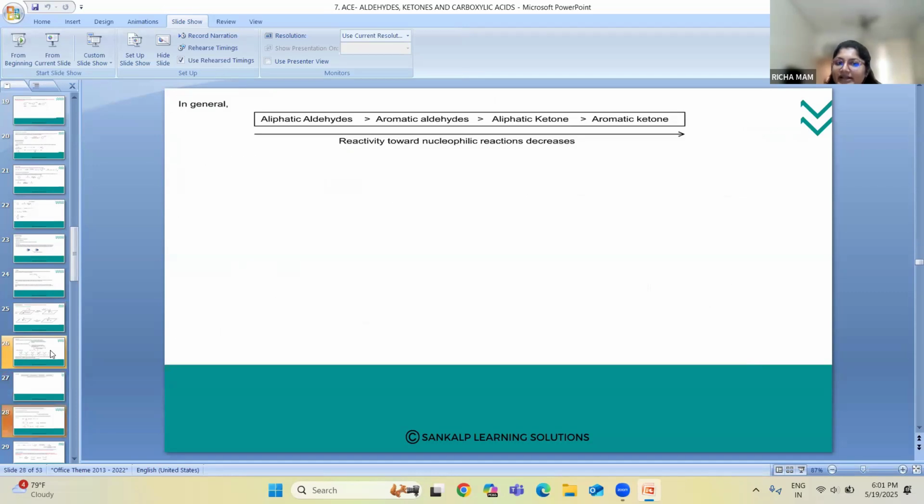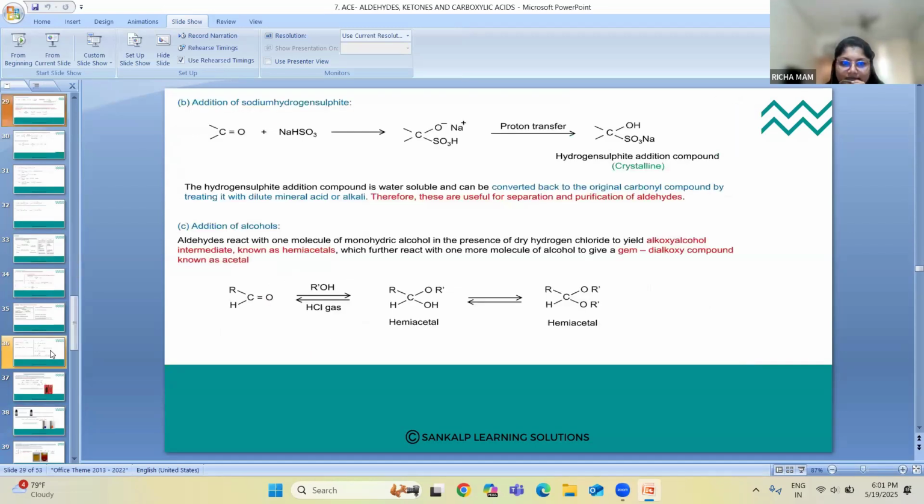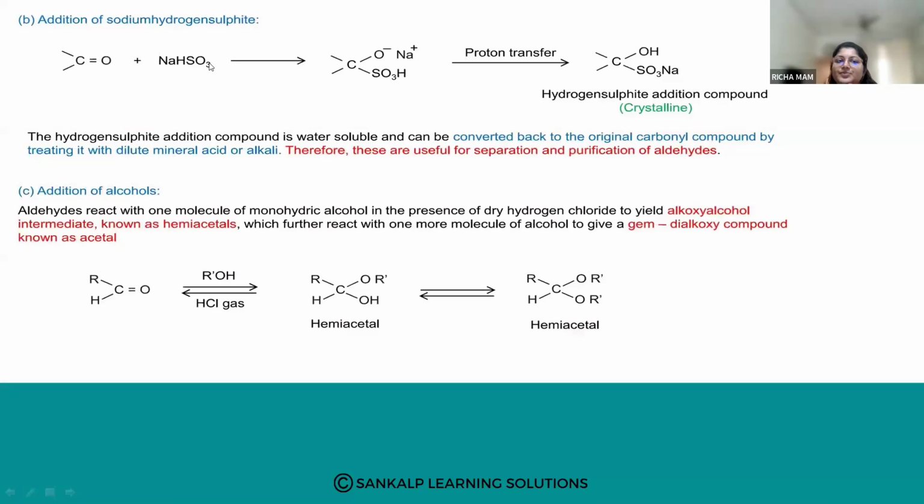We have discussed the reactivity. Then we have seen some important examples of nucleophilic addition. The first one was addition of hydrogen cyanide across the carbonyl carbon, which yields a cyanohydrin. Then we discussed the addition of sodium hydrogen sulfide. Here the sulfide group attacks the carbonyl carbon, and you get a hydrogen sulfide addition compound. Then we have seen the addition of alcohols.